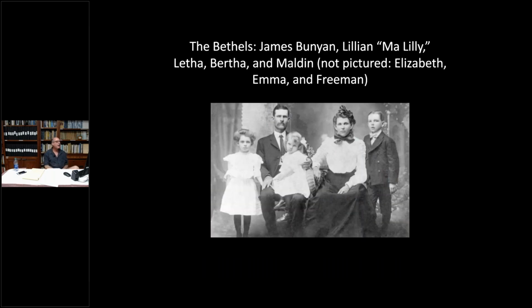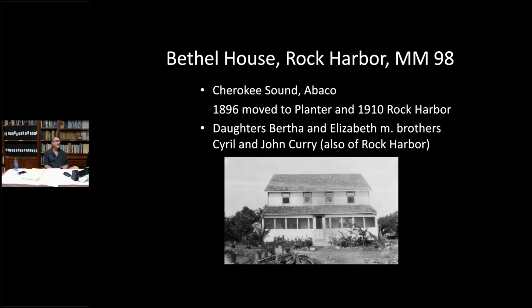Now we're going to talk about the Bethels. This is a picture of James Bunyan Bethel and Lilian Ma Lily Bethel, and their kids Letha, Bertha, and Malden. They would have three more children: Elizabeth, Emma, and Freeman. They would have two other children that would die early on, and they would live in this house around mile marker 98. The Bethels had come from Cherokee Sound in Abaco in the Bahamas. They moved initially from the Bahamas to Key West. About 1896, they moved to the Planter area.